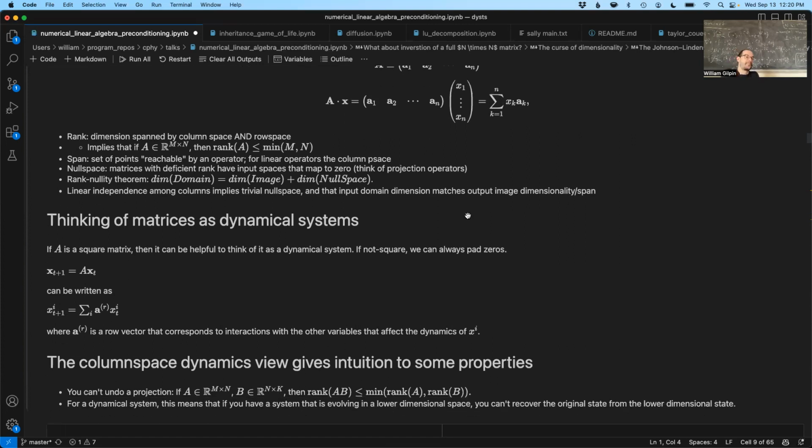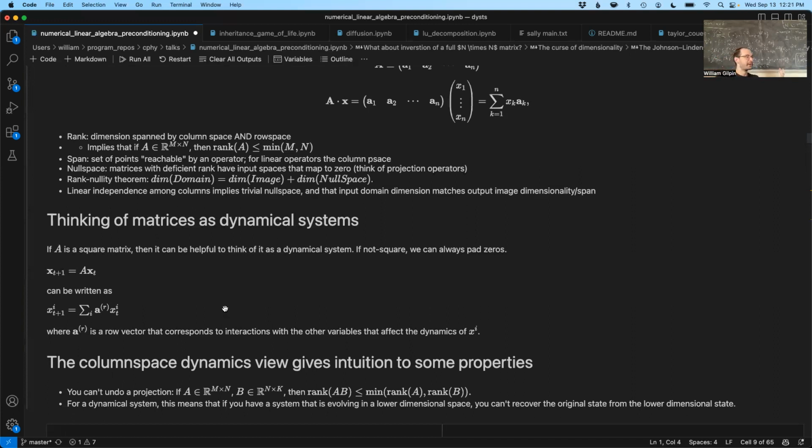Then you get these really nice properties. For example, I can think of that matrix as specifying how much my other dynamical variables couple into the update of my current variable. And this gives rise to some intuition for a lot of the very dry theorems that you see in numerical linear algebra.